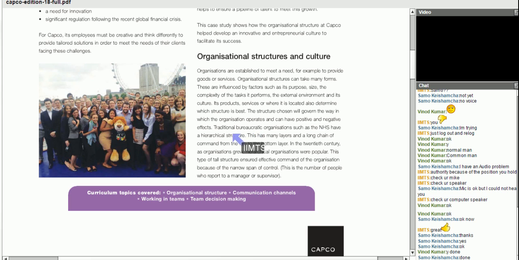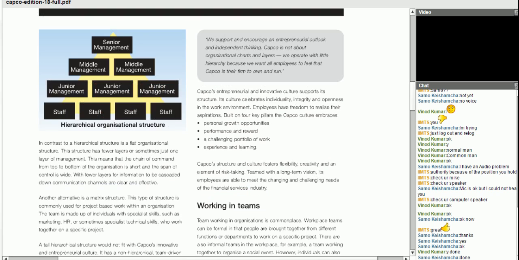So traditional bureaucratic organizations such as the NHS have a hierarchical structure, the tall one. This has many layers and a long chain of command from top to bottom. In the 20th century, as organizations grew, hierarchical organizations were popular. This type of tall structure ensured effective command of the organization because of the narrow span of control. Obviously, in a tall organization the span of control is very small.